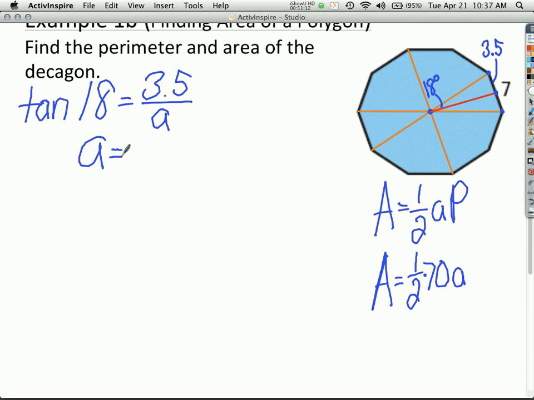All right, John, what does it come out to? 10.77. Comes out to approximately 10.77. Very good. So now we have everything we need. We've got the perimeter, we've got the apothem. Now we can go ahead and calculate the area.